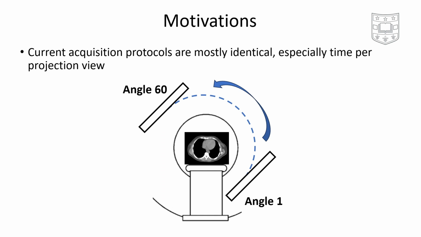Current acquisition protocols for myocardial perfusion SPECT are mostly identical, especially when it comes to the time per projection view. For example, if a patient is imaged in the clinic with 60 projection angles, the amount of time spent in each angle is identical and is roughly 20 or 30 seconds. Hence, we could say that a uniform time protocol is in place.